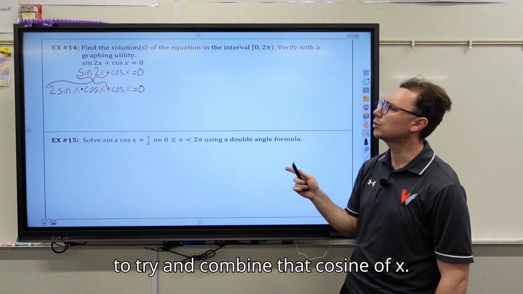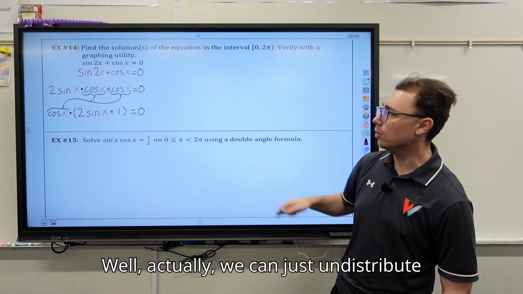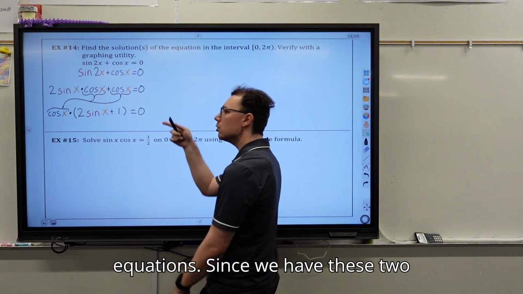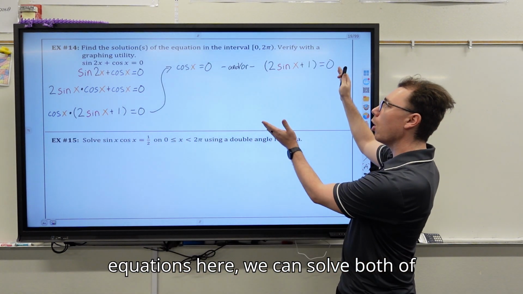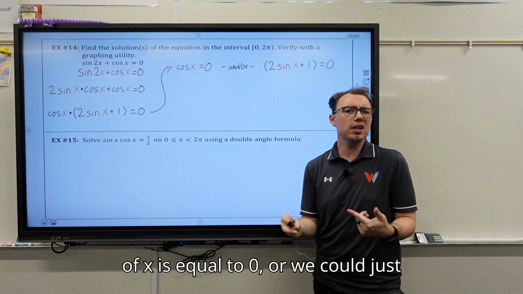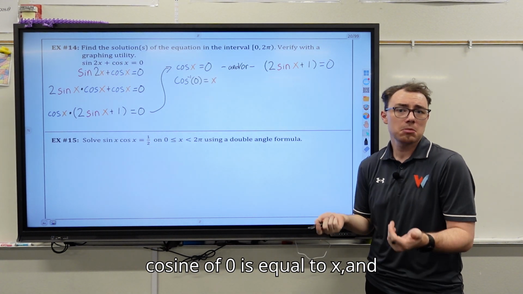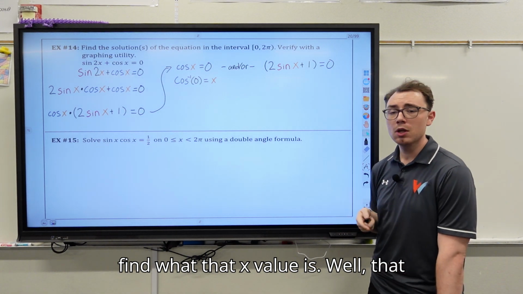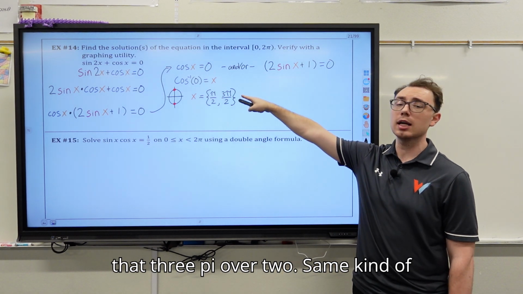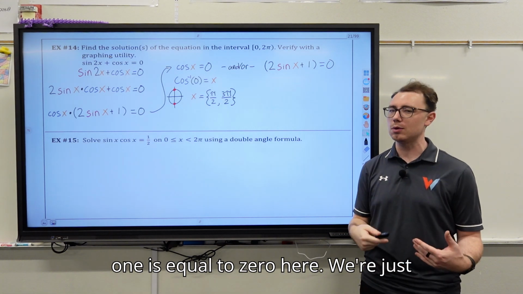Now we need to combine that cosine of x. Actually, we can just factor out that cosine of x from both of those terms, and now we're left with two equations. Since we have these two equations, we can solve both of them. Given cosine of x is equal to 0, we could rewrite that as inverse cosine of 0 is equal to x, and find what that x value is. That only occurs in two locations, at pi over 2 and 3 pi over 2.